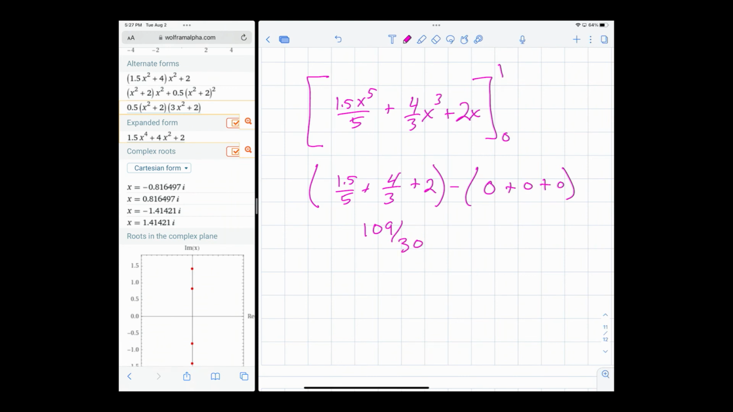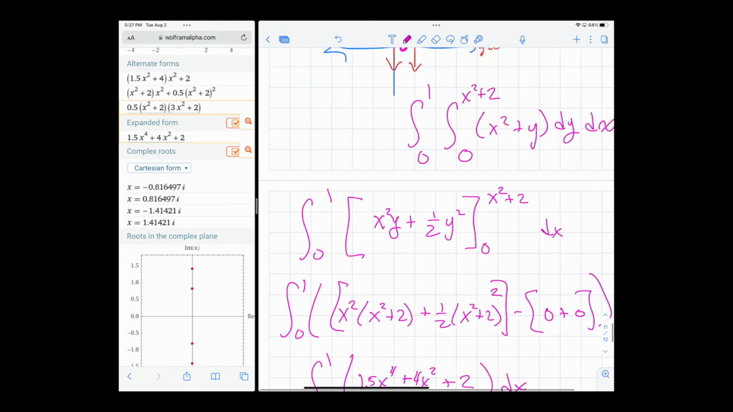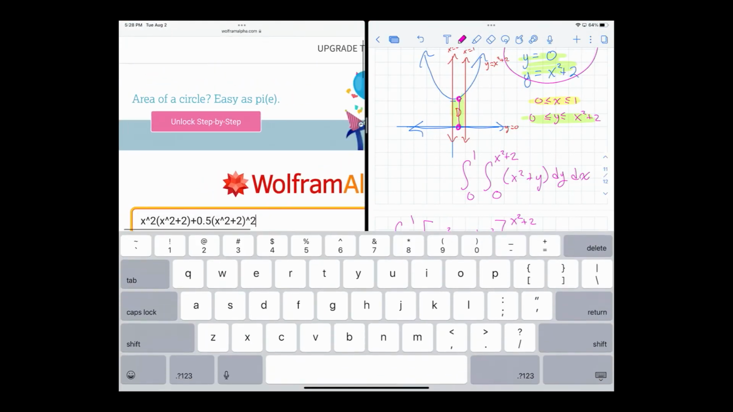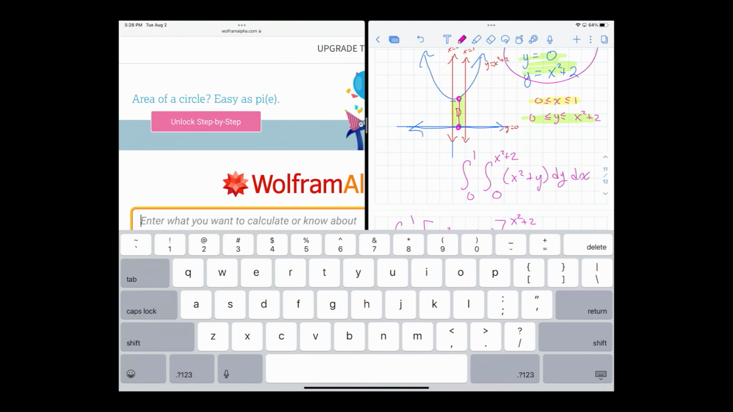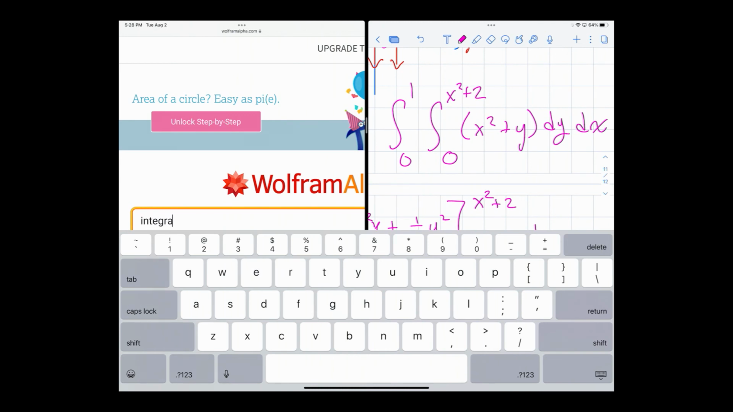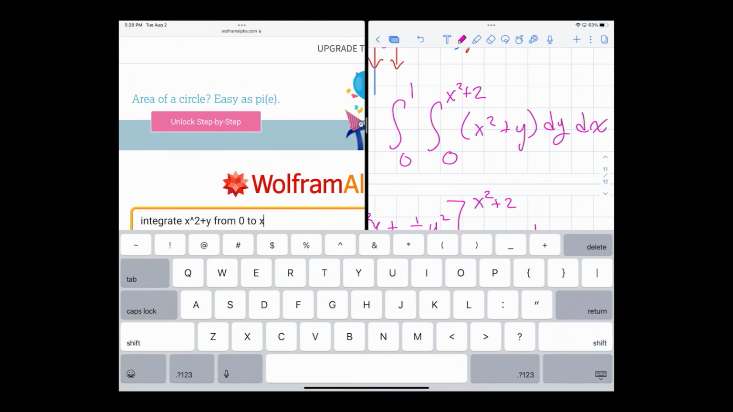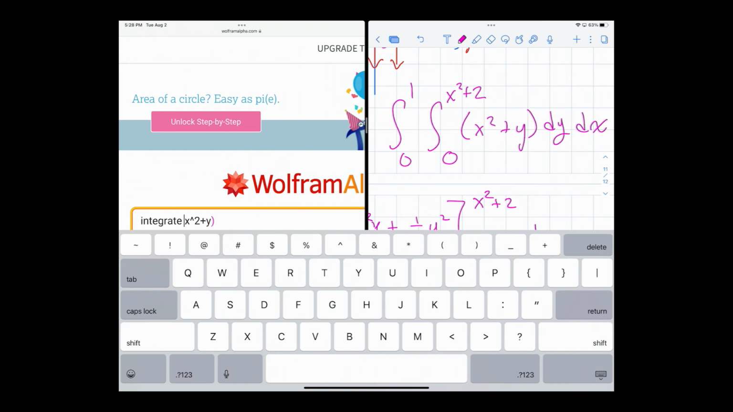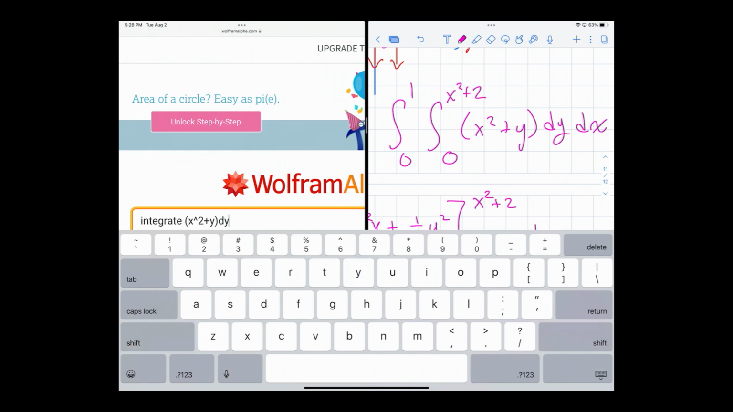Now, can we check that on a computer? Let's try. Double integrals on Wolfram Alpha aren't that easy to type. Usually I do them this way. There are calculators where you can fill in everything, but I'm just doing it this way. Integrate x squared plus y from 0 to x squared. Actually, it is a lot better when you're doing these if you add the fact that we're doing a dy integral.